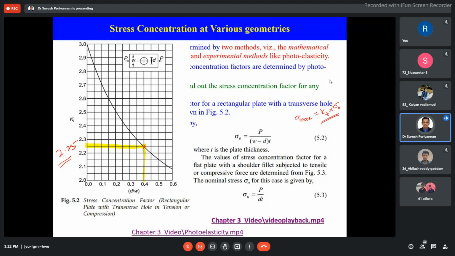Now, this is for both tension and compression. When the plate has discontinuities in the form of a hole, I mean, when the plate is subject to tension and compression, we can use this table, this plot, for finding our stress concentration factor at different widths of the plate and different diameters of the hole in the plate. This is the plate subjected to tension and compression. We can use this formula.